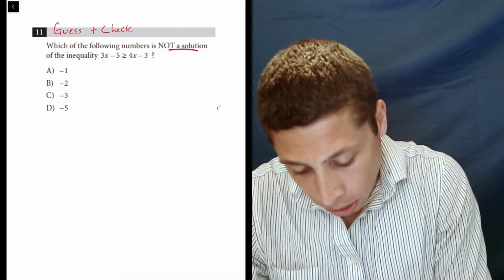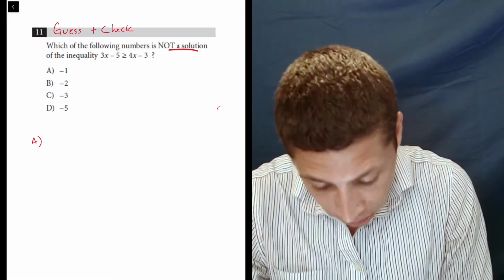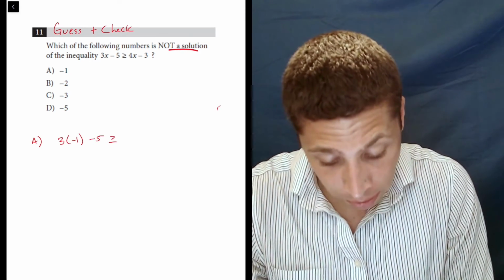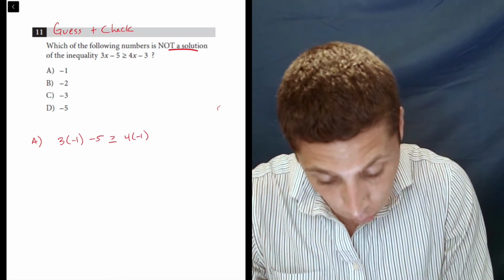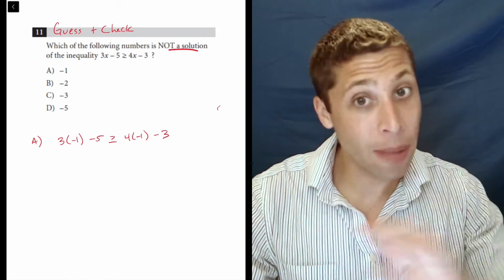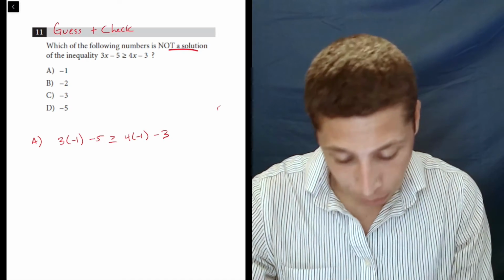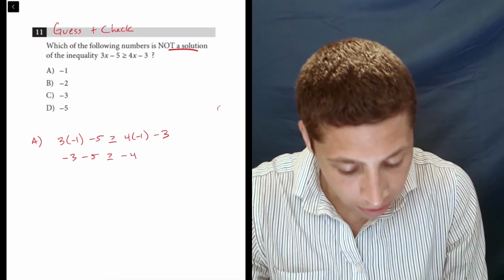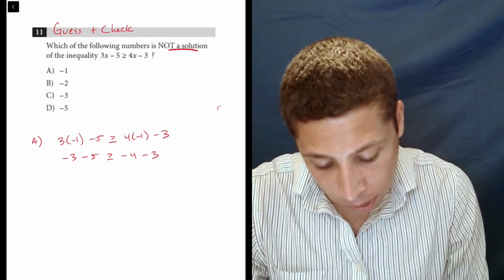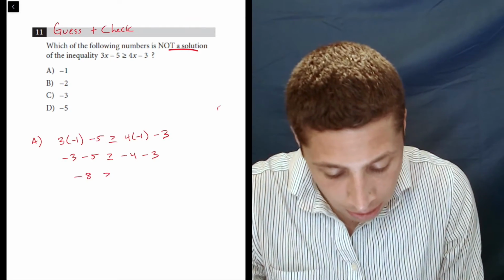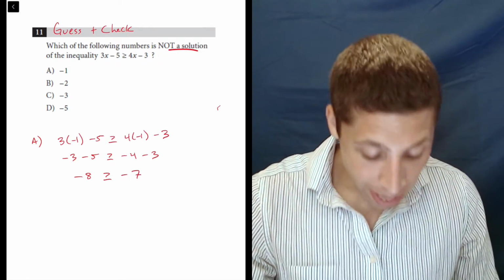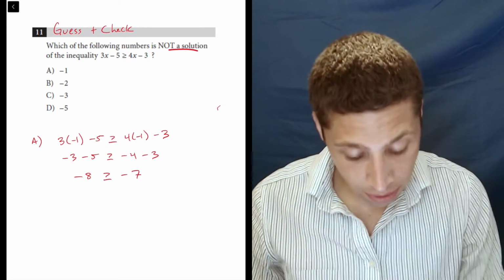So if I started with A, I would just put that in. 3 times -1 minus 5 is greater than or equal to 4 times -1 minus 3. And now without doing any algebra, just arithmetic. 3 times -1 is -3. 4 times -1 is -4. And -3 minus 5 is -8. -4 minus 3 is -7. Is -8 greater than -7?